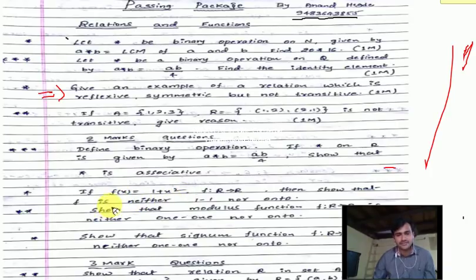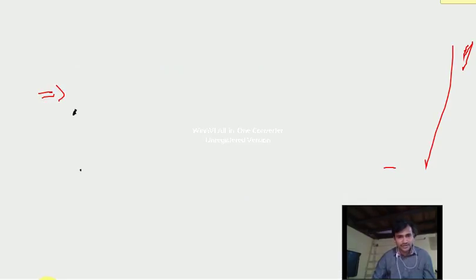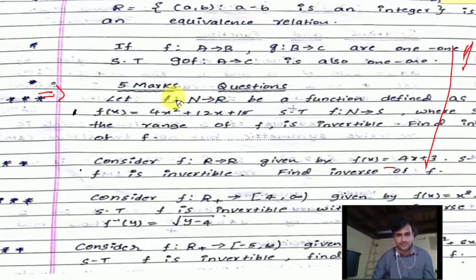Then there are some functions like the modulus function, signum function, or f of x is equal to 1 plus x square that will be given. You need to verify whether they are one-one and onto or not. Okay, so this is the first 2 mark part.